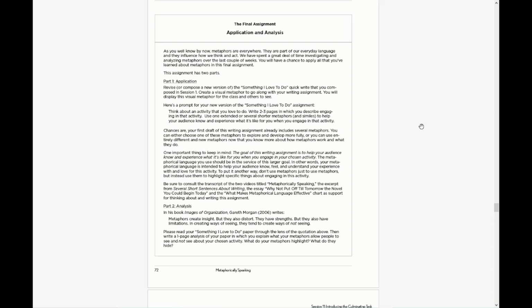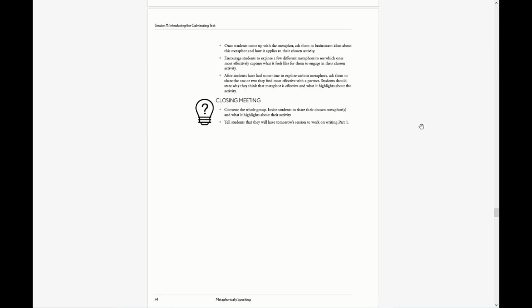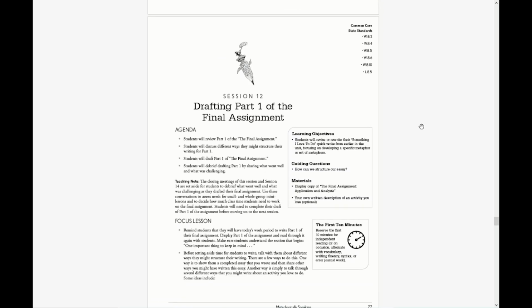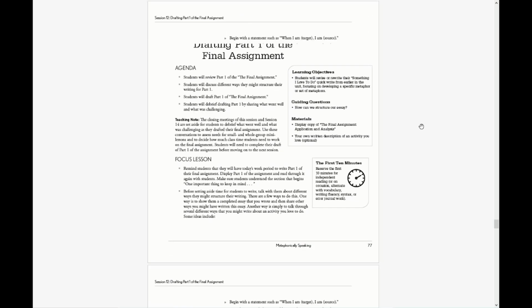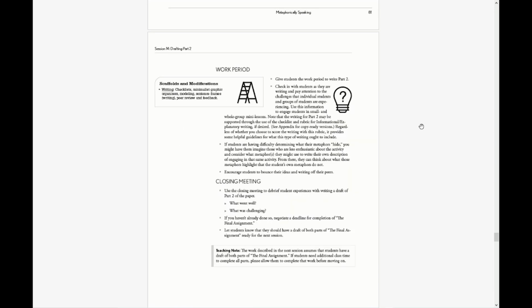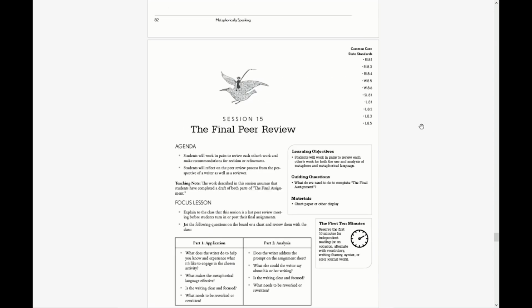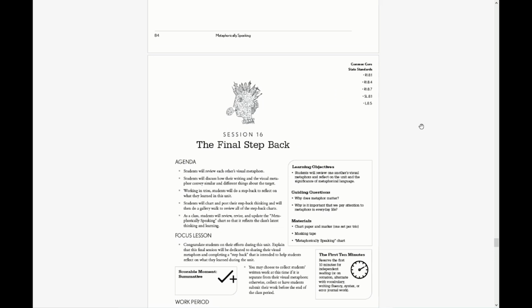The second part is an analysis of it, where students look back at their writing and examine the metaphors they chose to use, and they write about what those metaphors highlight and help a person see, and what they might conceal or what they might prevent a reader from seeing about the subject. So the next several sessions are all dedicated to drafting and revising those two parts of the task. There are elements of peer review incorporated through that.